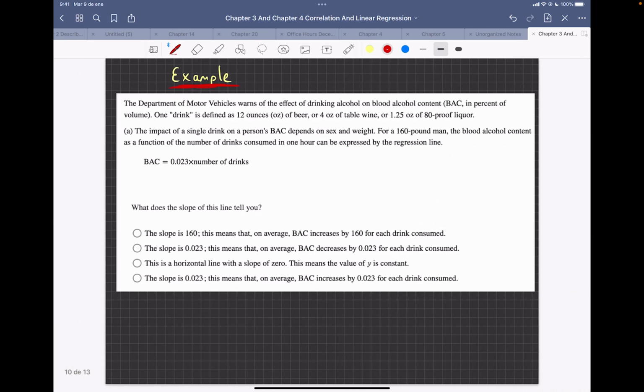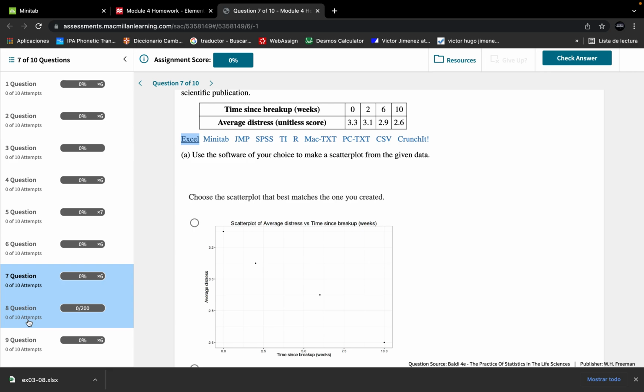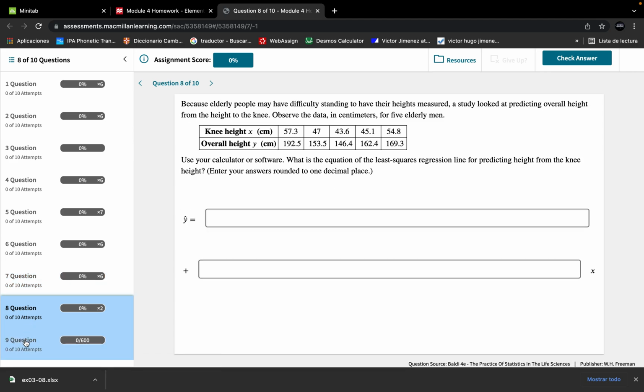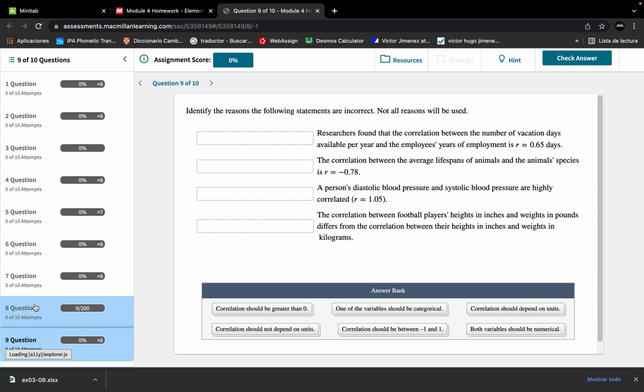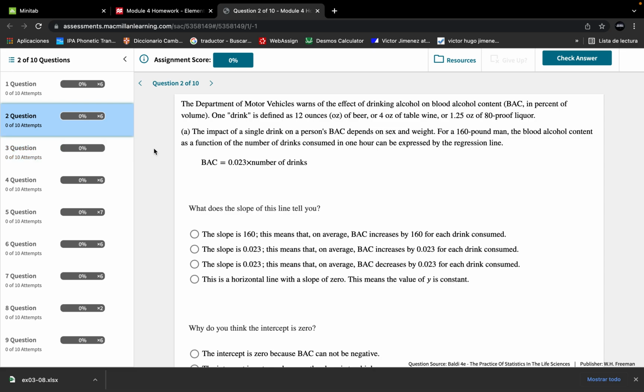Well, we're done with that example. One more example. This is another example from the book. The Department of Motor Vehicles warns of the effect of drinking alcohol on blood alcohol content, abbreviated by BAC, in percent of volume. One drink is defined as 12 ounces of beer or 4 ounces of table wine.